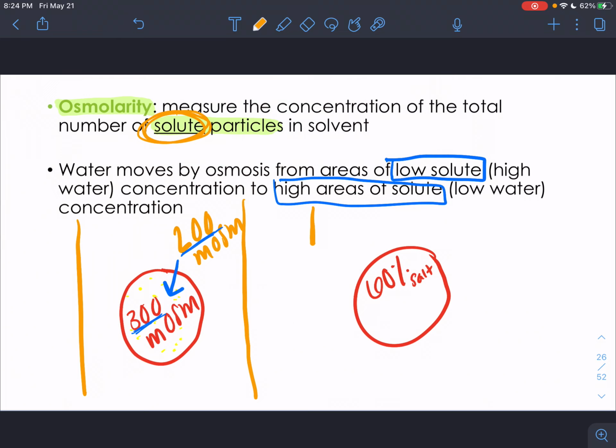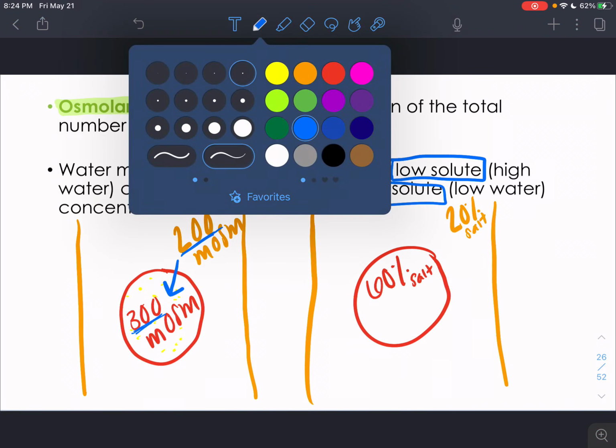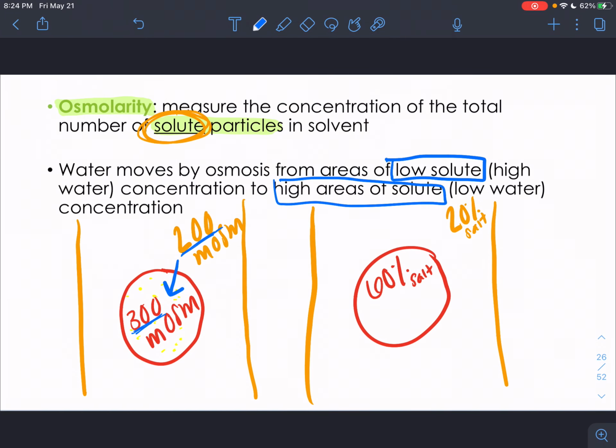This is not scientifically accurate. Outside the cell we have 20% salt. Okay. So with that, you should be able to determine, just like the first example, same thing.